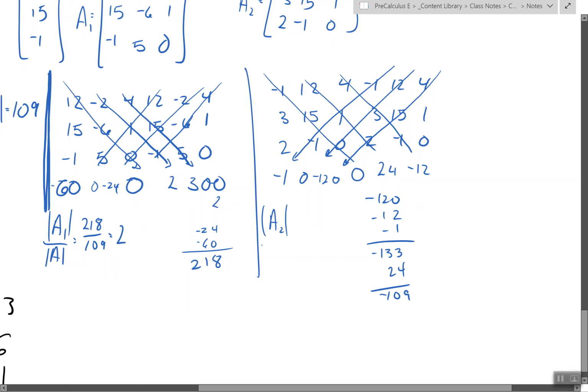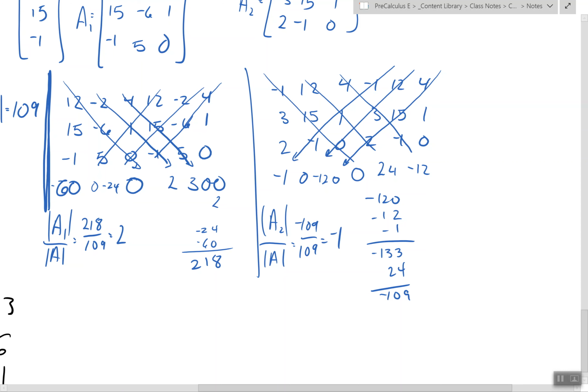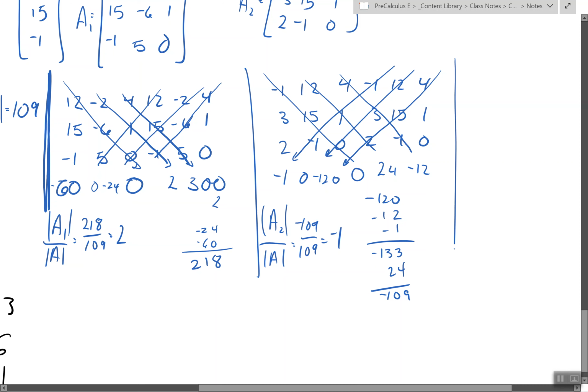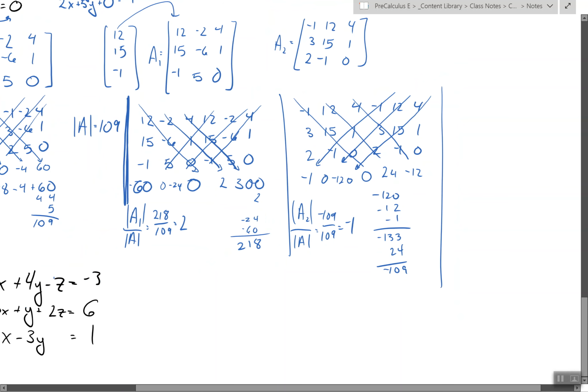So A2 divided by A is negative 109 divided by 109, which is negative 1. Again, should work out for us pretty cleanly here. We shouldn't be getting anything funky. So negative 109 gives us a solution of negative 1, so that's good.